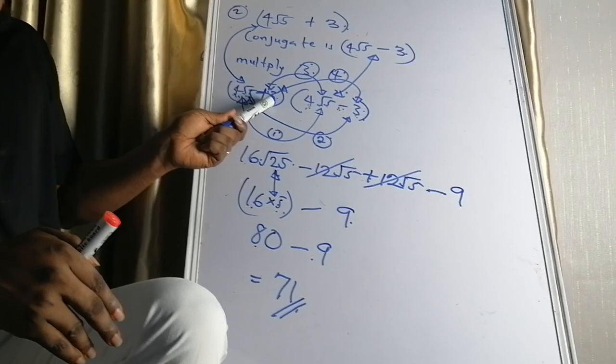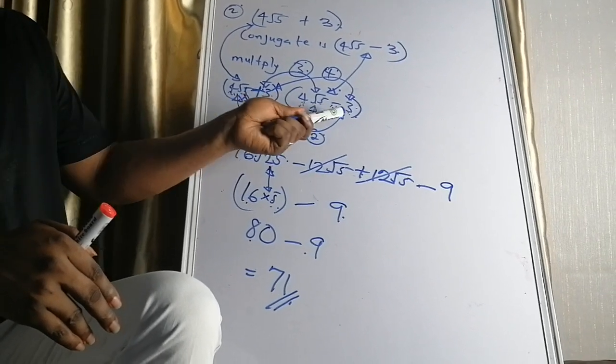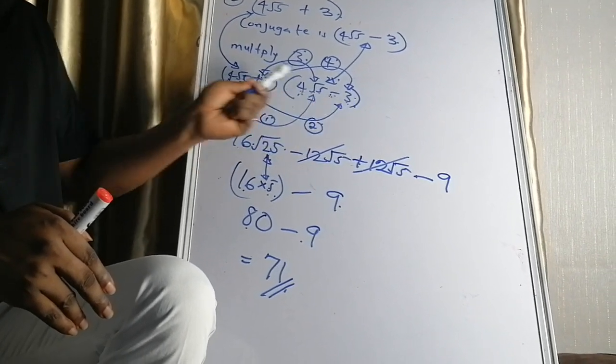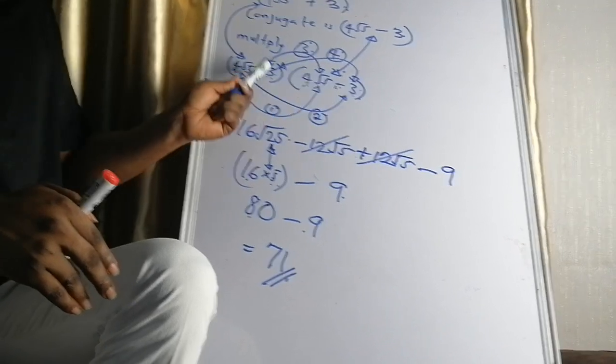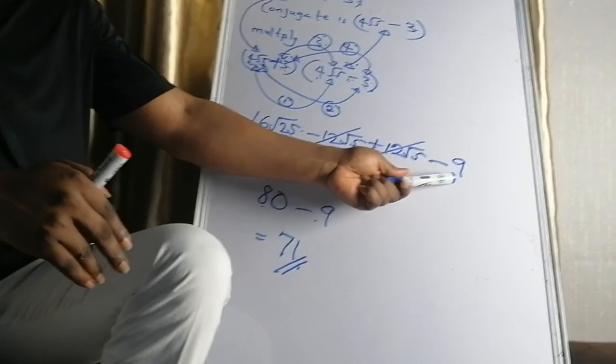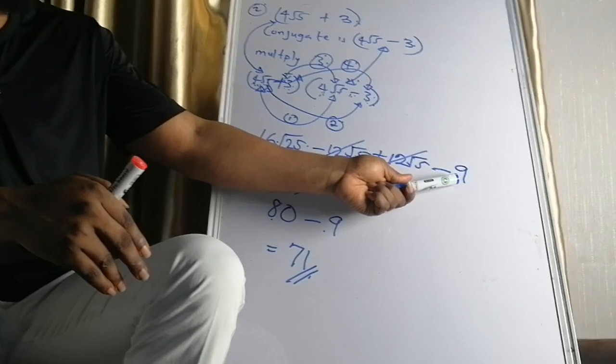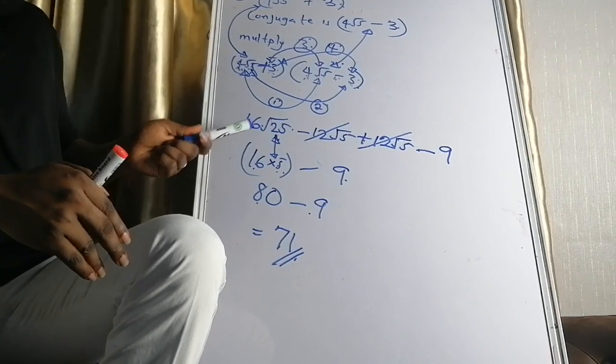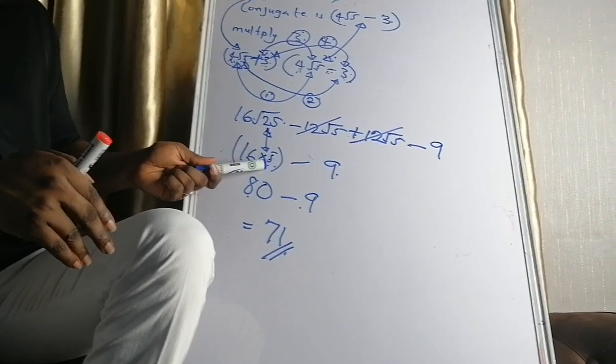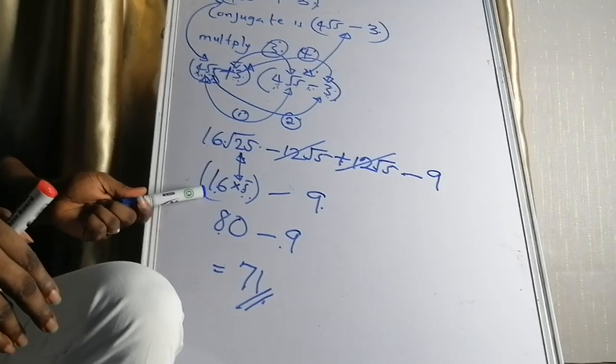Now look at this, the step 4. 3 and 3. So they don't have surd at all. They're both outside. That's why you see 3 times 3 will give me what? 9. It's very simple. Okay. So 16. I know square root of 25 is what? 5. That's the 16 here.